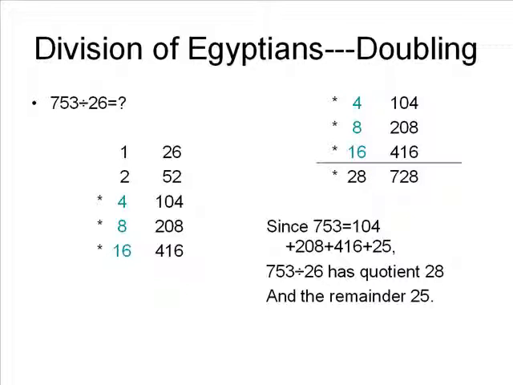So we get our quotient 28. And we check the difference between 753 and 728. That is 25, and that's what's left, and that is the remainder. So 753 contains at most 28 26s, and what is left is 25, and that is the remainder. Okay, so that's the first type of problems, multiplication and division of the Egyptians.